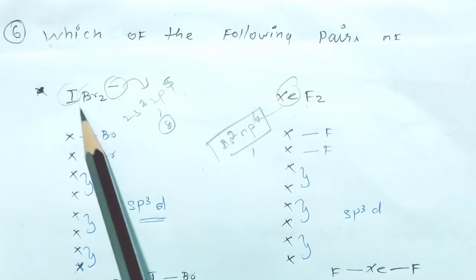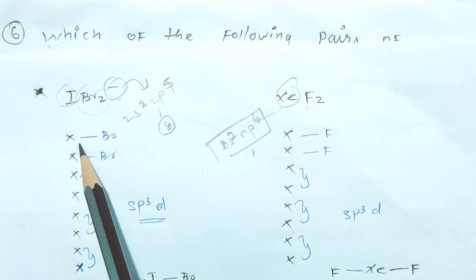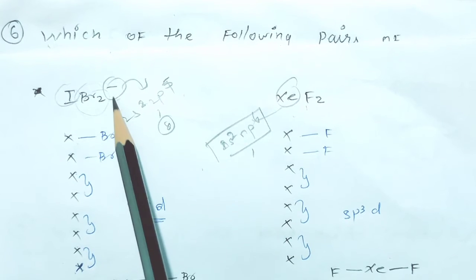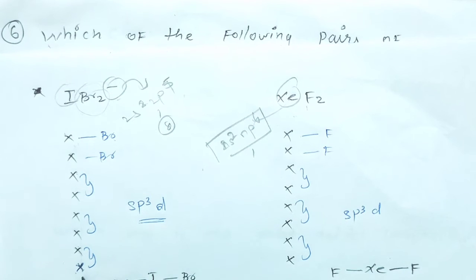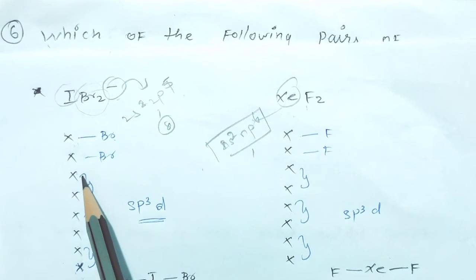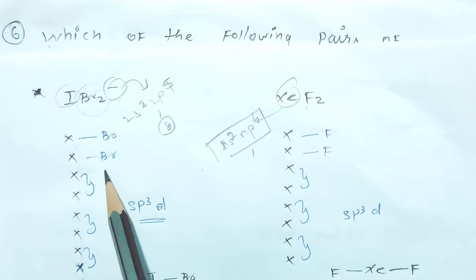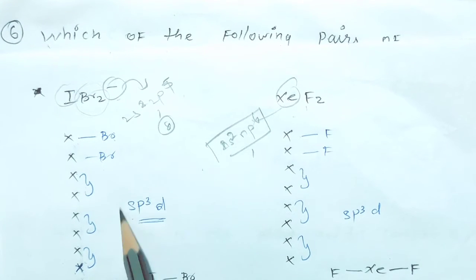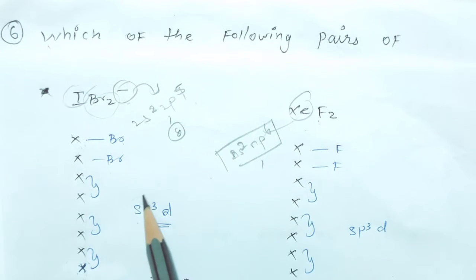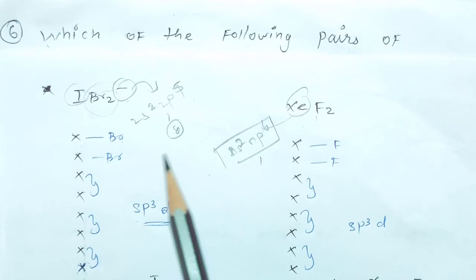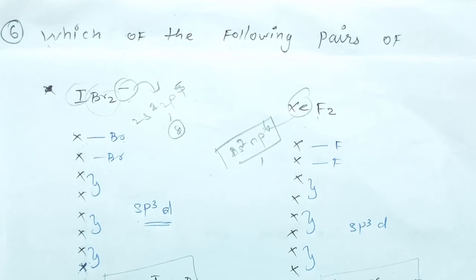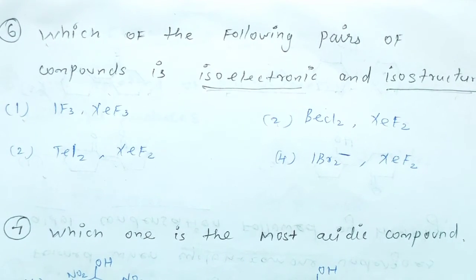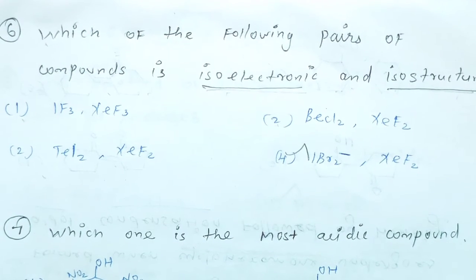Here bromine is present, and one bromine takes one electron. Why? Because it's a mono halo compound. So one bromine takes one electron, so 6 electrons remain. 6 electrons means 3 pairs. So 1 2 3 4 5, sp3d hybridization, same electronic configuration as well as linear shape, both are linear. Here also the same, right? So this is the right option in this question. So the fourth option is the right option.